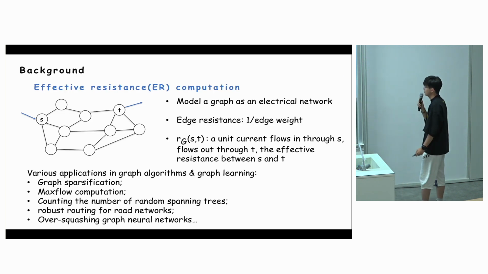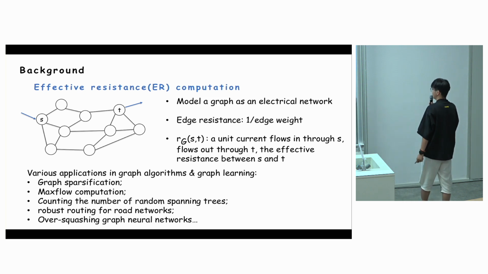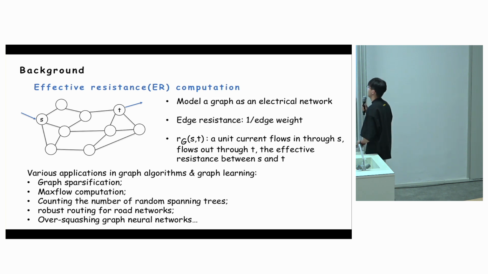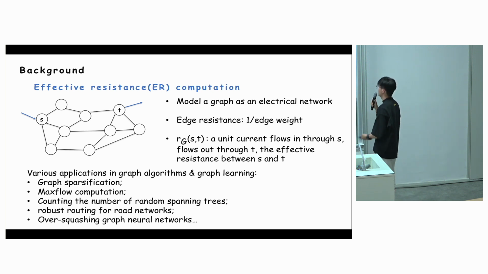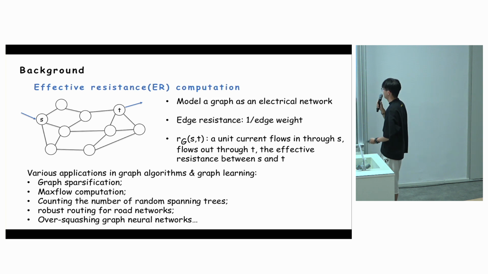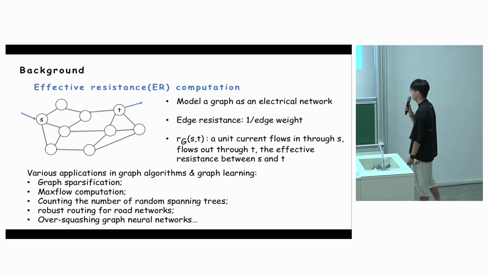Effective resistance is a basic metric on graphs. We model the graph as an electrical network, and each edge has an edge resistance which is proportional to 1 over the edge weight. Then we send a unit current flow in through the node S and out through the node T, and we count the effective resistance between S and T. This is denoted by R_G(s,t).